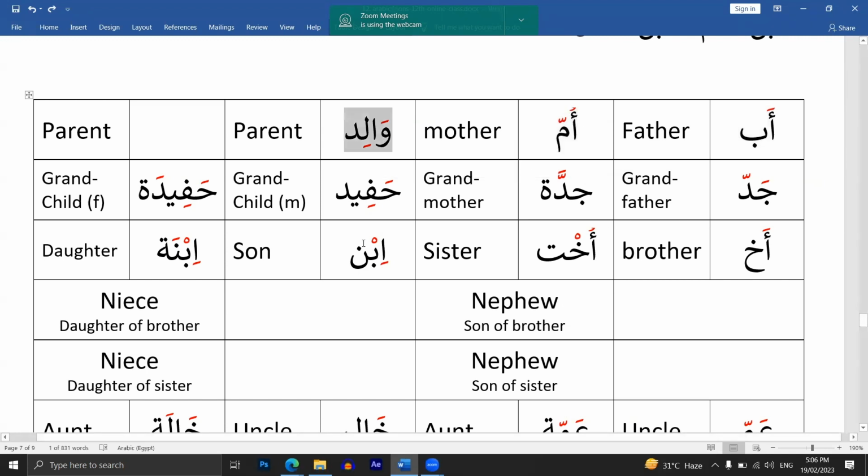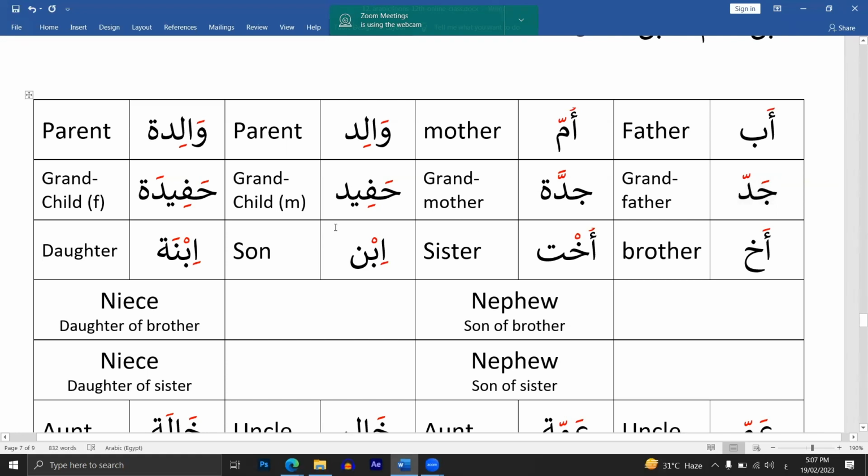And then we have walid. This word means a parent, okay? The singular of parents. But it also means a father because it's masculine. If we want to use it as a mother, we will add ta'un marbuta, walidah. So you can use both of them instead of ab and umm. You can say abi, my father, or walidi, my father. Ummi or walidati. Okay, then we have jadd, grandfather, and jaddah, grandmother.